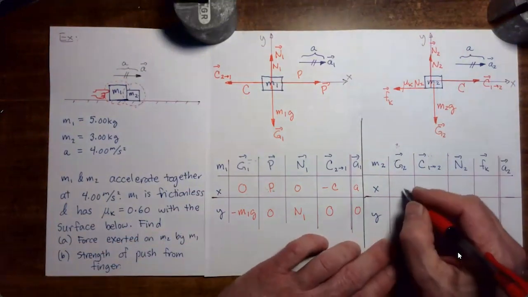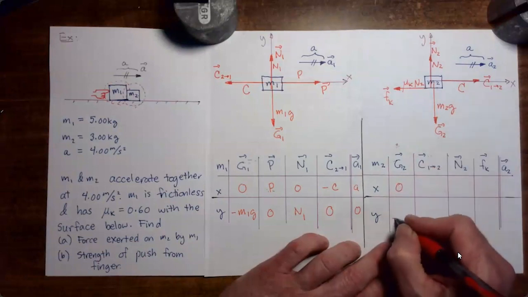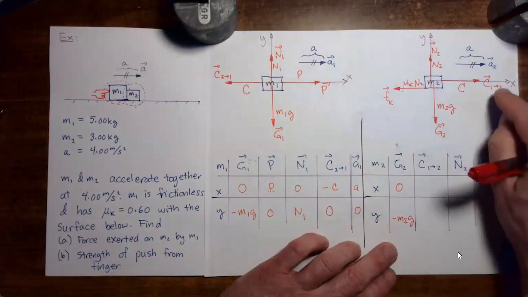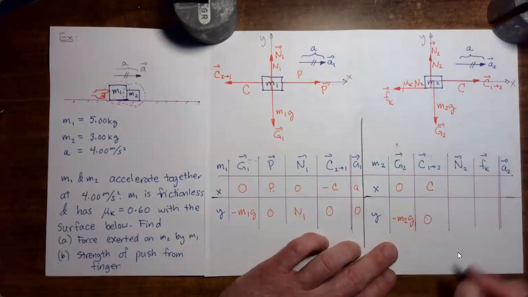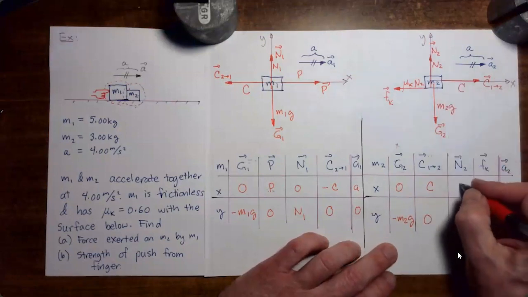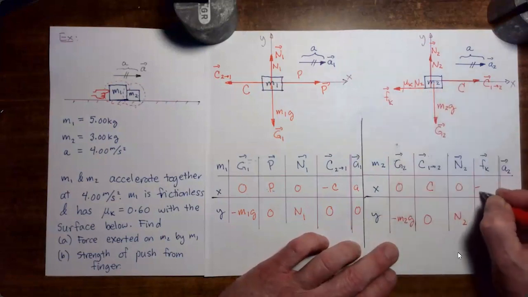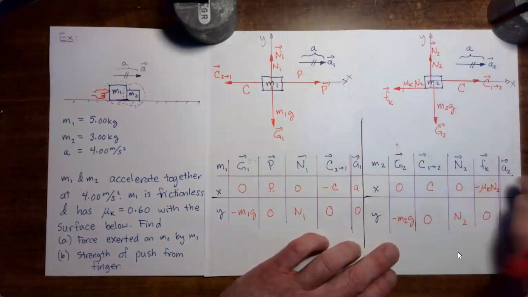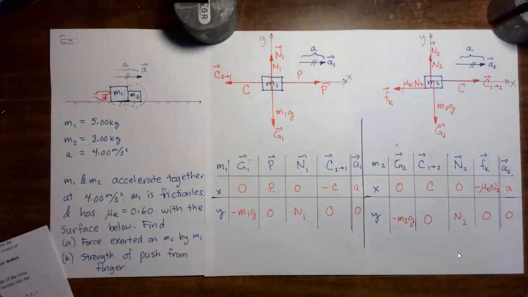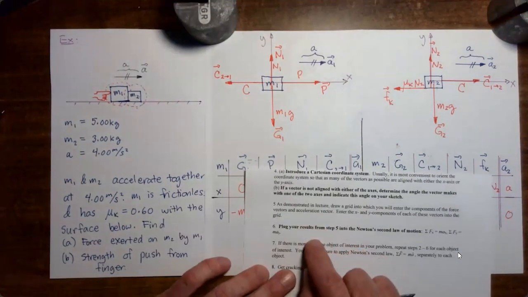For mass 2, we have gravitational force 2, x component 0, y component minus m2g, contact force 1 on 2 pointing in the plus x direction. So we have x component C, y component 0, normal force 2, 0, and N2. Frictional force pointing in the minus x direction. So we have minus mu k N2, y component 0, then x component of acceleration A, y component 0. So that was step 5.